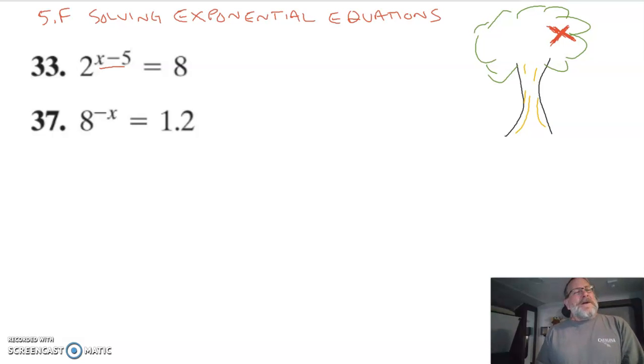If I was to solve number 33, find what x makes this true, I could probably guess and check this because it's easy to get from 2 to 8. I could also rewrite this in common bases and set the exponents equal to each other. What's the 8 that's going to make that true? I think it's an 8. So we already know the answer is going to be x equals 8 from the common base idea.